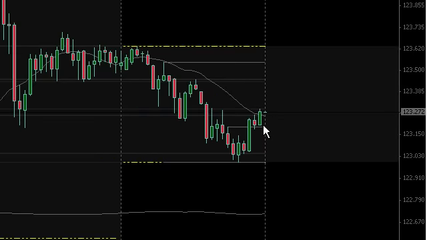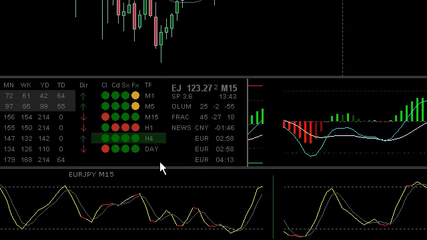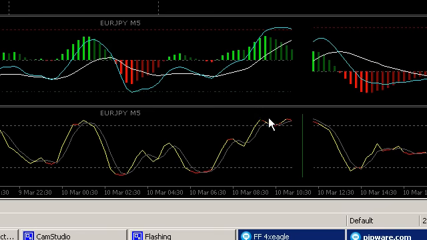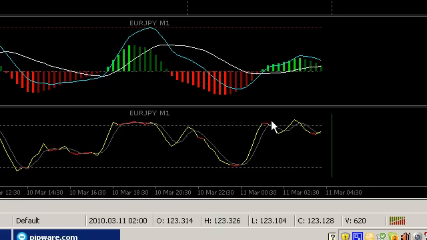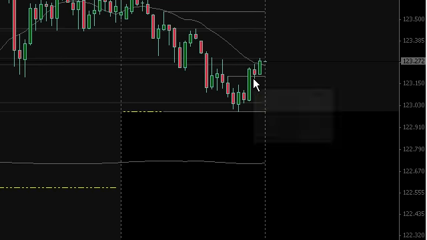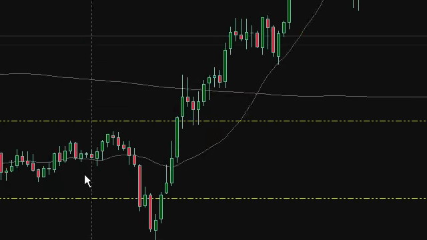So let's say we're going long here. We might just have a quick glance down here. Well, we've had good slope on the M15. M5 is showing a little bit of overbought, and look, M1 is starting to show a little bit of divergence. So, you know, that could help us in terms of whether we're going to go long or not.